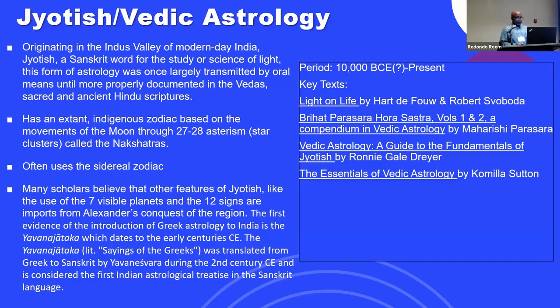Many scholars believe that other features of Jyotish do come from Alexander's conquest of the region. In fact, there's documentation for this, from the recording of a text. We have testimony of this from the Yavana Jataka, which literally translates as the sayings of the Greeks. We even have particular words, like trigon being trikona, or even the idea of the 12 signs, that may have been introduced by the synthesis that was happening between Mesopotamia, Babylon, and Egypt by the Greeks in Alexandria.